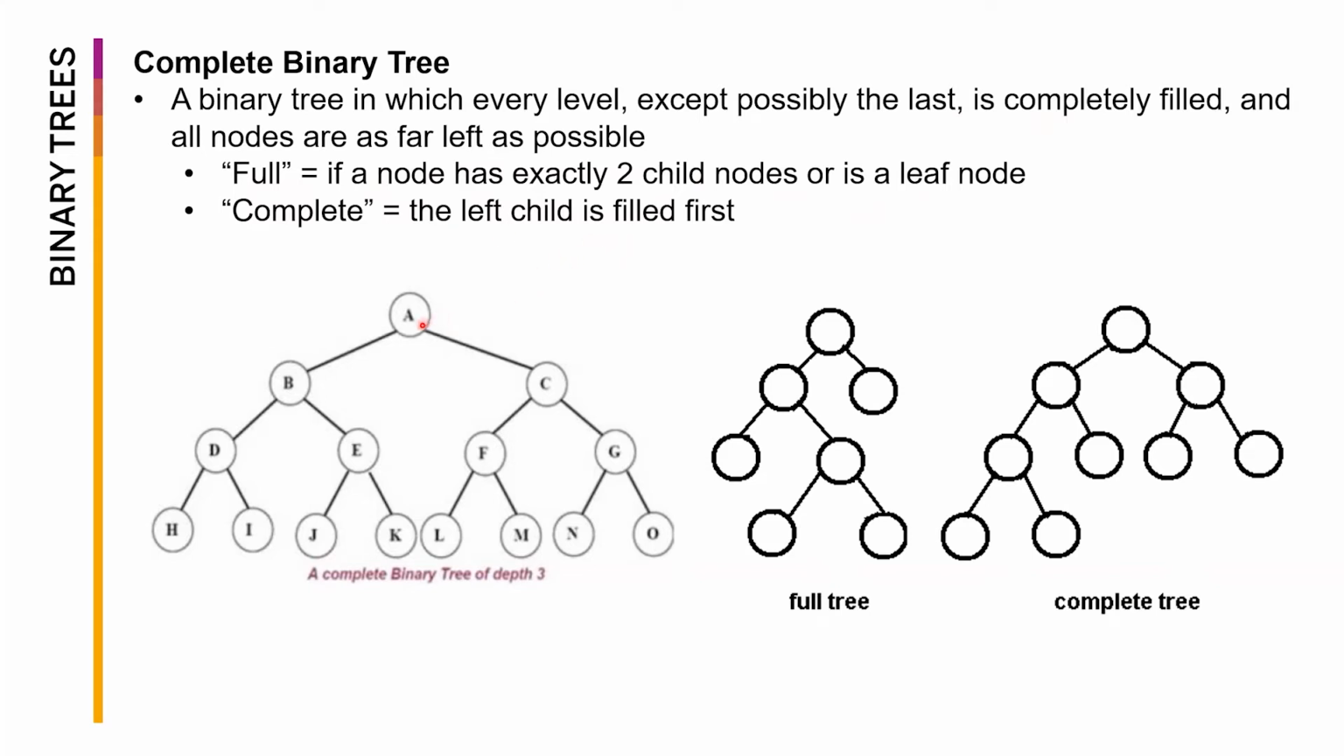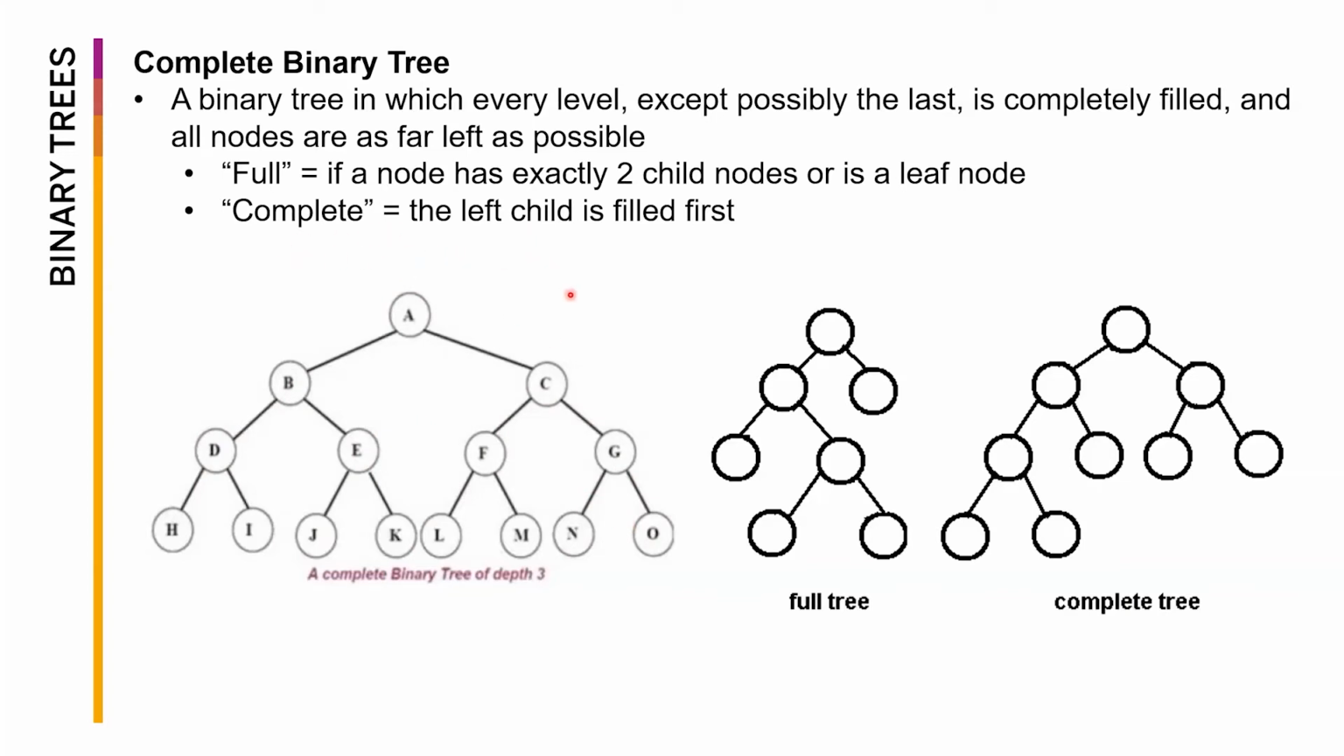Okay, so from here, you have A, left child is B, then we move to C. Then if we go down, we don't start at C, but we start again at B, which is the leftmost child. So D, E, then we move to C, F, and G. Then if we go to the next generation, we don't start in the middle, we don't start at the rightmost, we start at the leftmost child, H, I, J, K, L, M, and O. Okay, so that's the meaning of complete in this case.